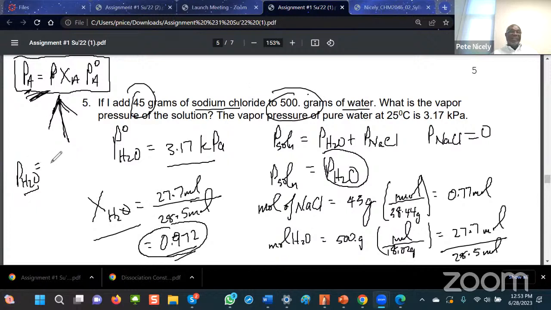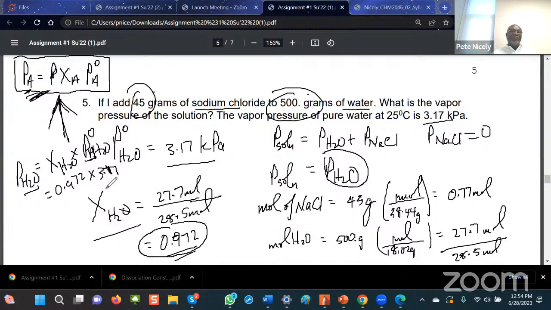But let me just do it like this. Mole fraction of water multiplied by the vapor pressure of pure water. So we know what the mole fraction is, which is 0.972, multiplied by the vapor pressure of pure water, H2O, which is the 3.17. So we're going to put that here. I'm sorry for the mess, folks. Don't have enough space to write down here.